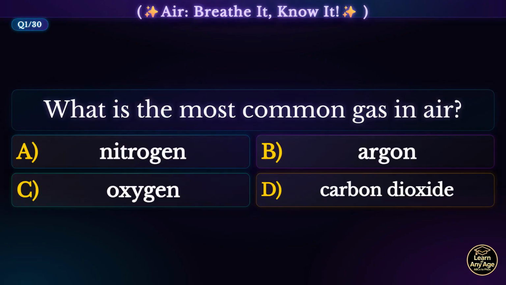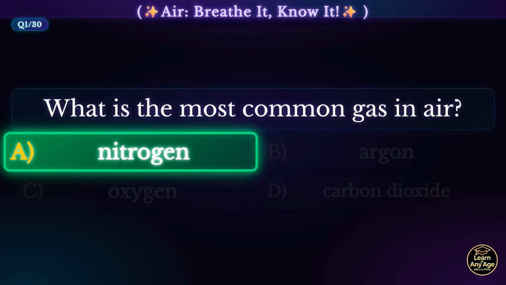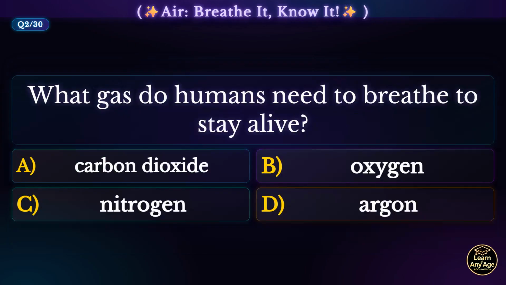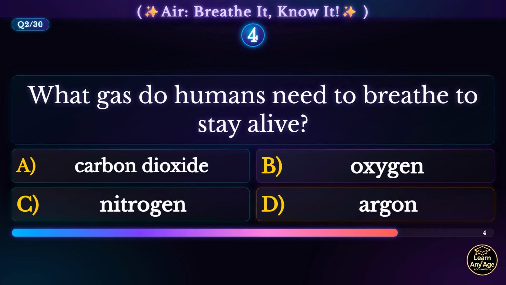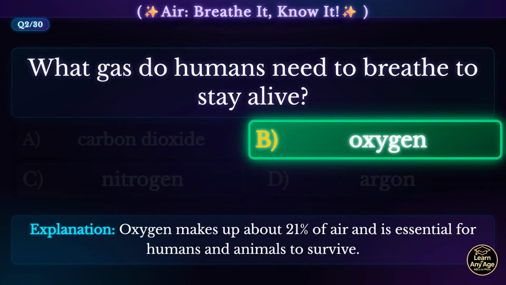What is the most common gas in air? Nitrogen. Nitrogen makes up about 78% of the air we breathe every day. What gas do humans need to breathe to stay alive? Oxygen. Oxygen makes up about 21% of air and is essential for humans and animals to survive.